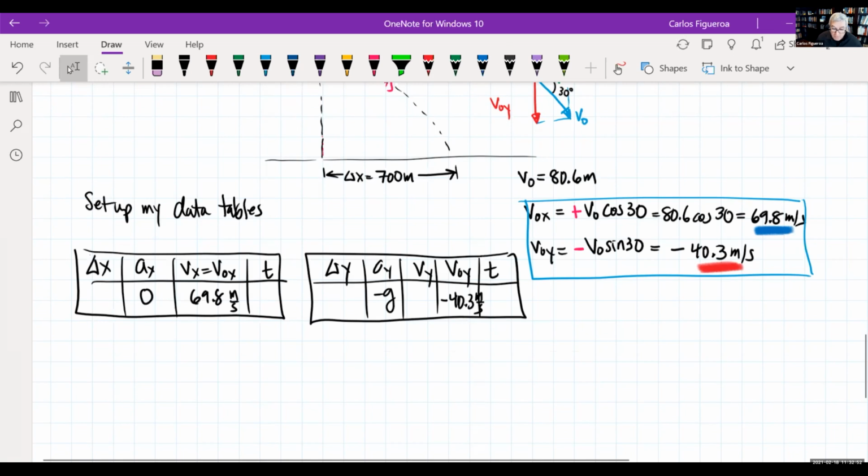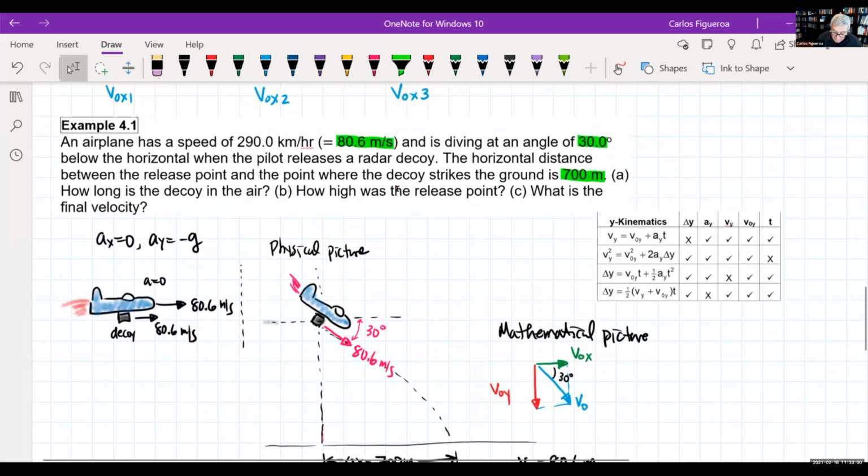So then we keep moving along here. If I look at what the question is reading here, it says: A, how long is the decoy in the air? How high was it released? And what is the final velocity of the decoy right before it hits the ground?